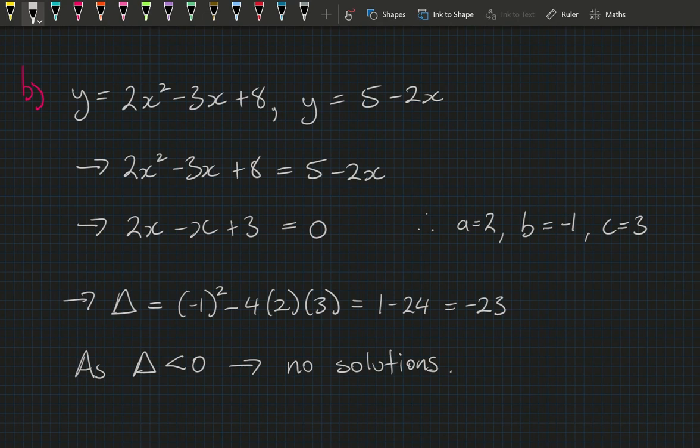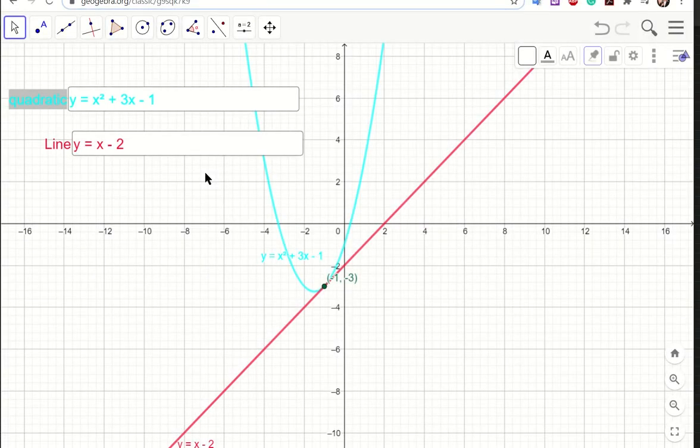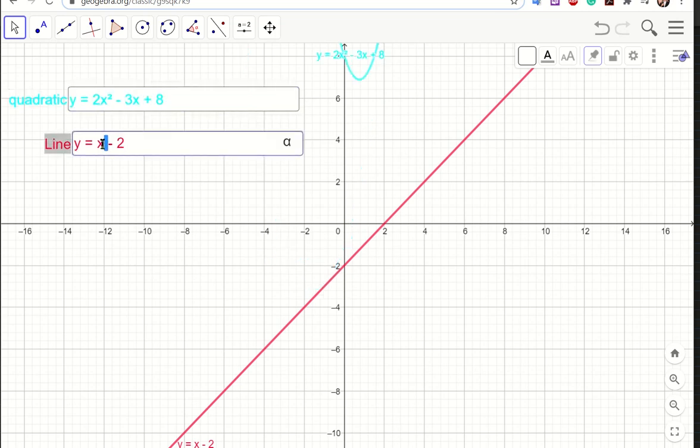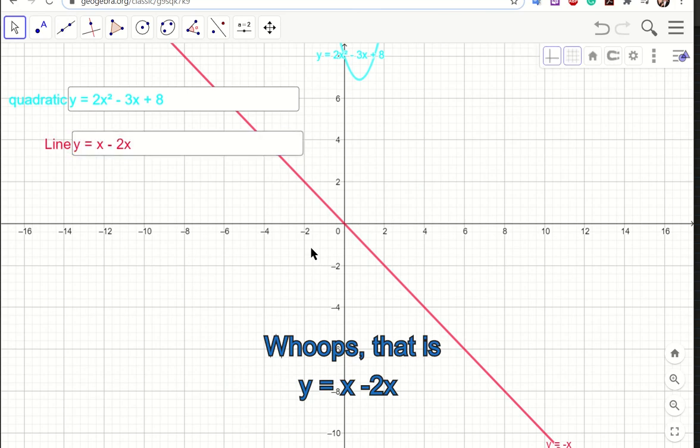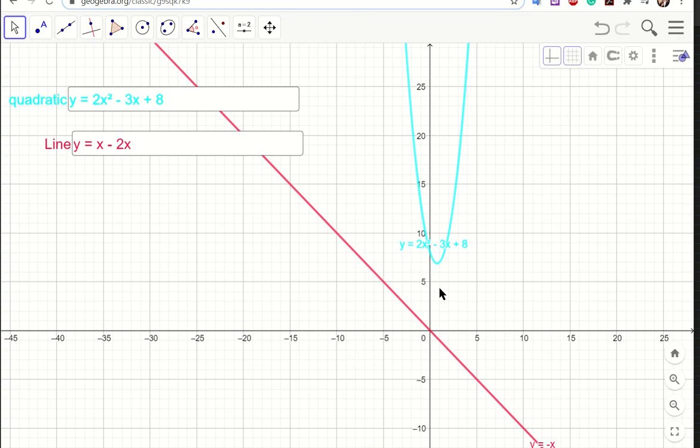And once again, let's have a look at that in GeoGebra. So in this case, we had y equals 2x squared minus 3x plus 8. And our linear equation was y equals 5 minus 2x. And if I zoom out, sure enough, there are no intersections there. Alright, let's go back to the OneNote.